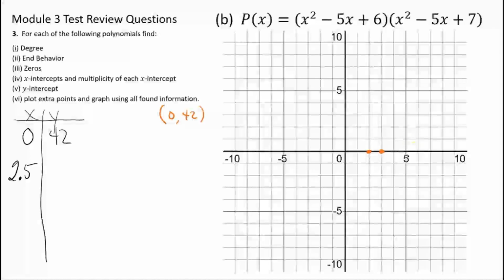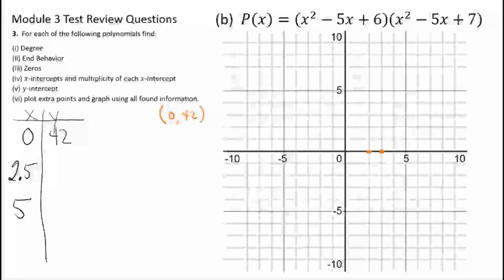Now, look, I'm going to do a cute little trick. I'm hoping that maybe there's a little bit of symmetry going on in this graph. And remember, I plugged in 0, I got 42. So if I go 2 away on this side, I wonder if I plug in 5, I might get 42 also. It just depends on the shape of the graph, but it's worth a try.